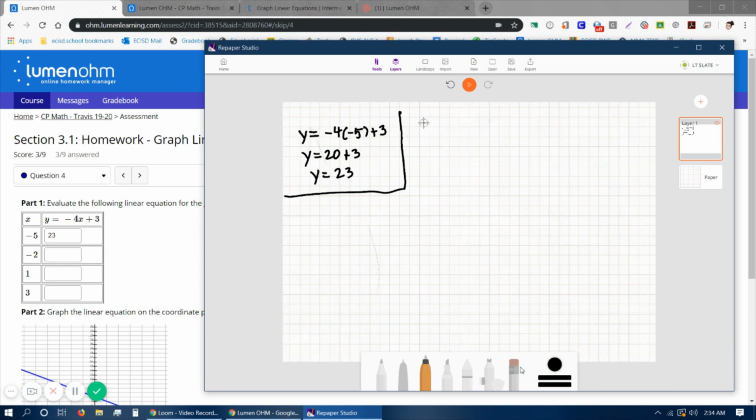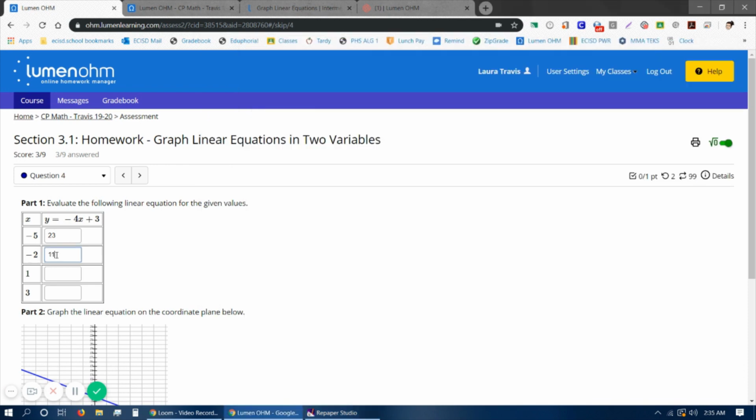Our next x value is negative 2. So if we set that up, we have y equals negative 4 times negative 2 plus 3. First we multiply negative 4 and negative 2. 4 times 2 gives us 8, and a negative times a negative will be positive. So if we rewrite it, we have y equals 8 plus 3. Add 8 and 3, and we get y equals 11 for our next y value. And we can plug that in.